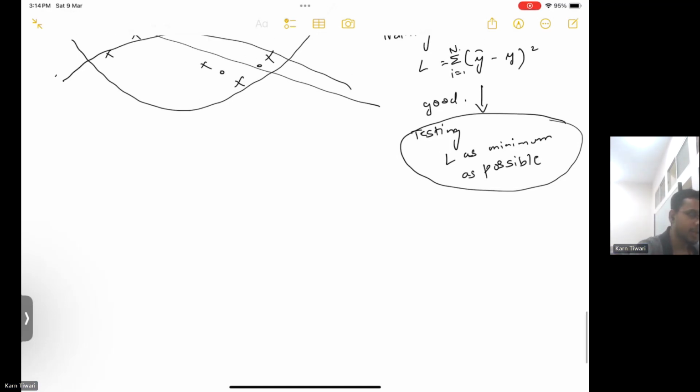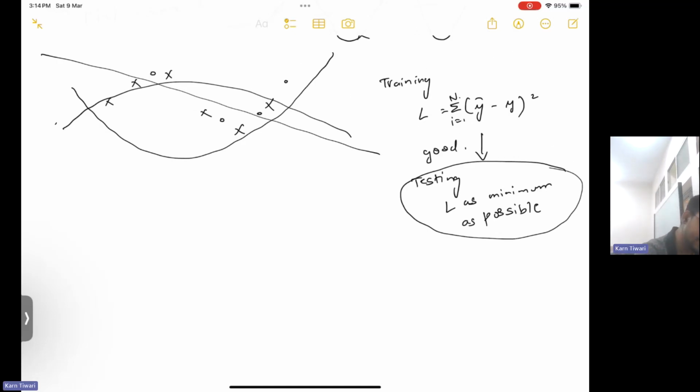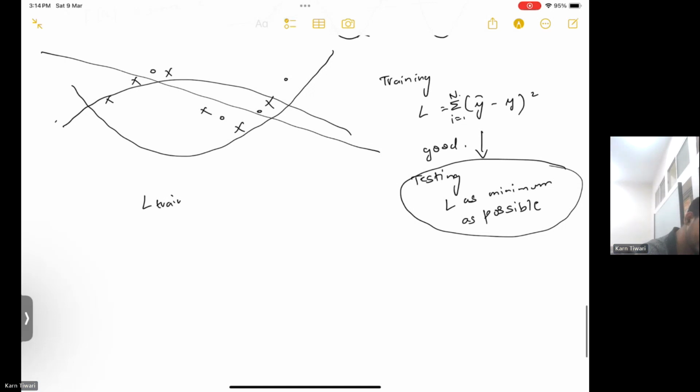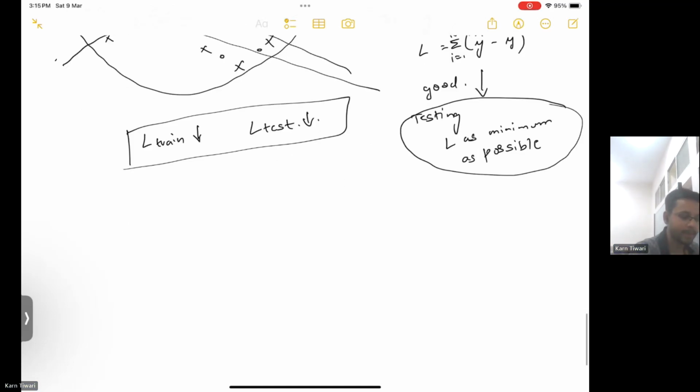So we want to talk about how my model performs. I have two kinds of error: the training error and the testing error. Basically, I want both of them to be as minimum as possible. That's what an ideal model should do. But it doesn't really happen. Sometimes it performs well on training and badly on testing. A lot of combinations are possible, including bad on both.